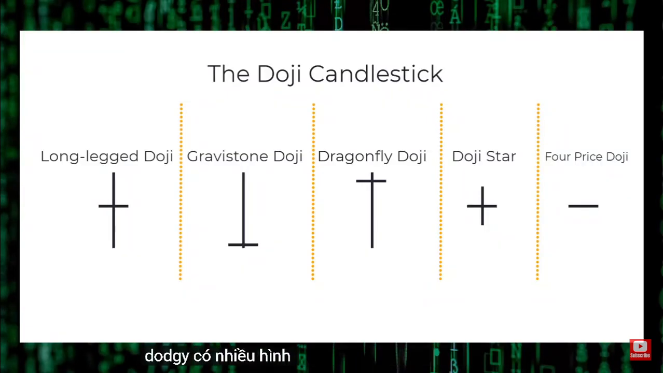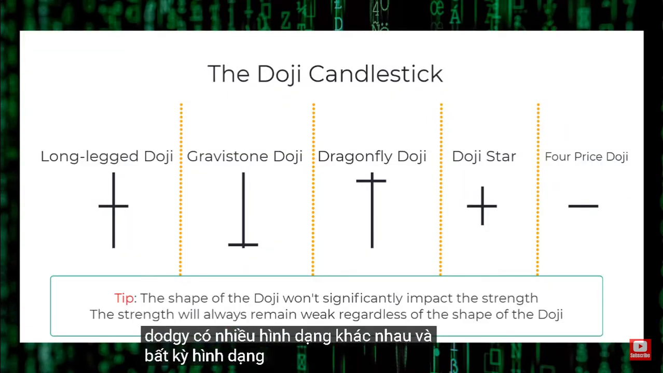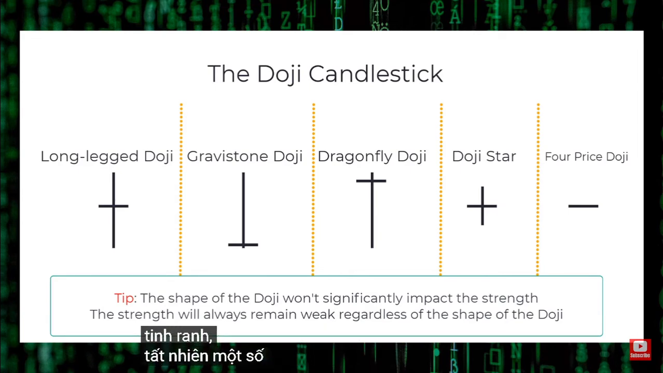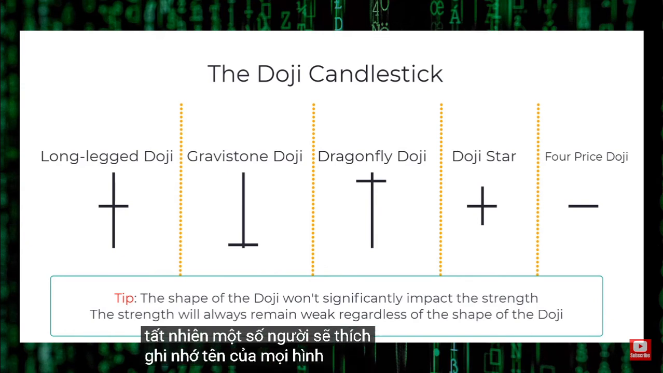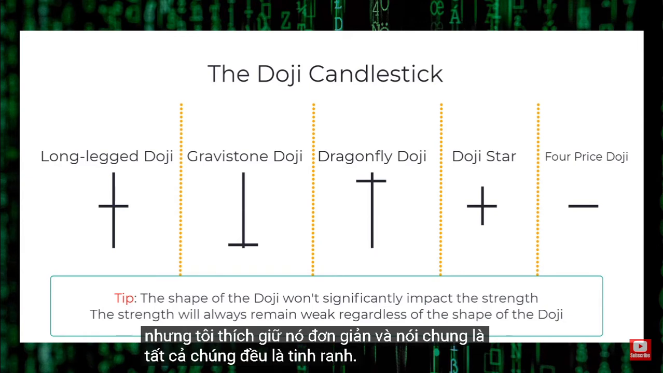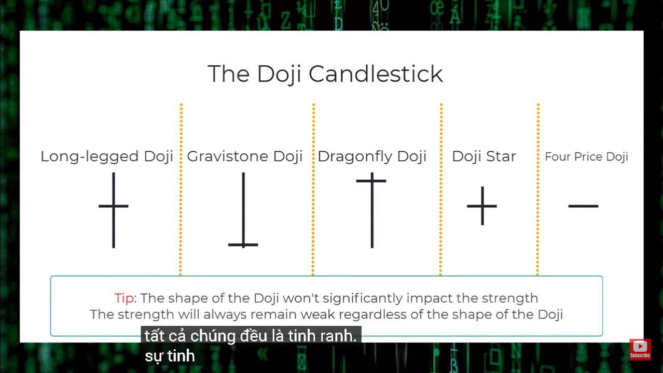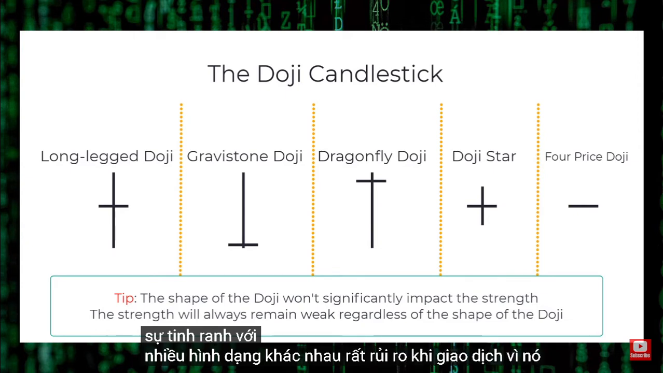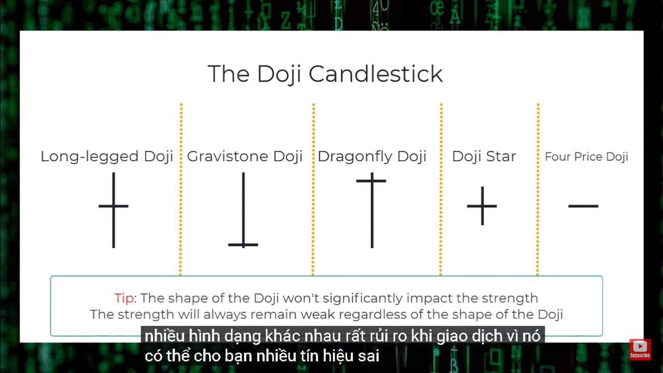The doji comes in various shapes, and any candle shape that comes without a body and short wicks is considered a doji. Of course, some people will prefer to memorize the name of every doji shape, but I prefer to keep it simple and call them all a doji. Generally speaking, the doji, with its various shapes, is risky to trade, as it could give you many false signals.